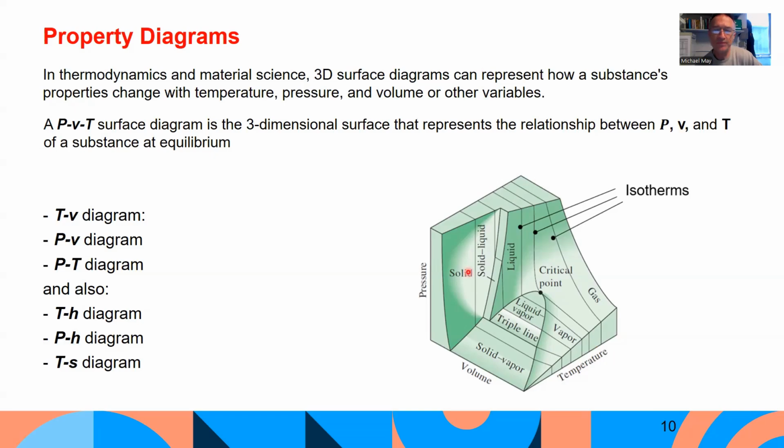And so on. Now from this, it's a complicated diagram. So we can pull these diagrams from it, the Tv, Pv, and PT diagram. And that's what I'm going to do now and show how they're constructed. But later on in chapter 4, towards the end, when we've covered enough content, I'll introduce these other diagrams here.